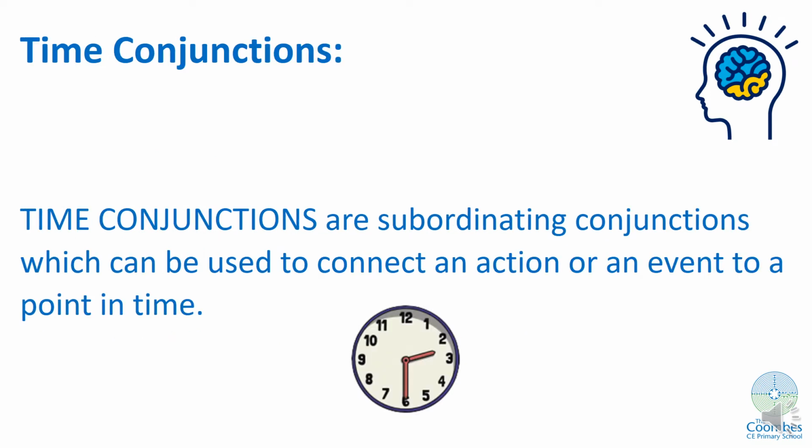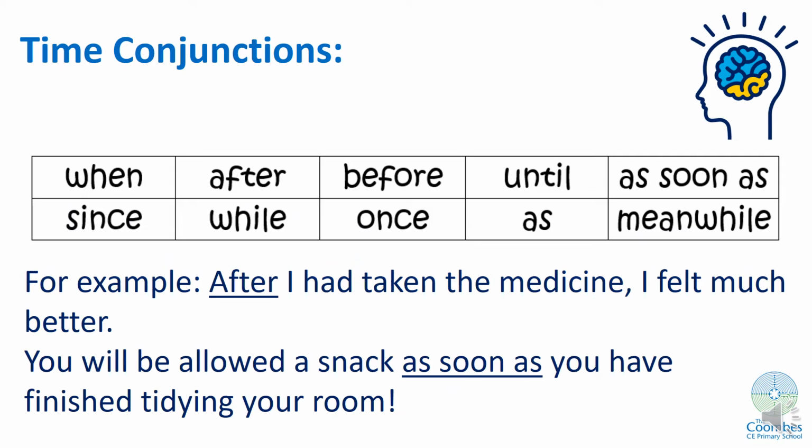So time conjunctions are a type of subordinating conjunction. They can be used to connect an action or an event to a point in time. And I know that sounds quite complicated, but we actually use them all the time. Here they are. Some time conjunctions: when, after, before, until, as soon as, since, while, once, as, meanwhile. They're all words that you'll recognise and that you use lots in your talking and in your writing.